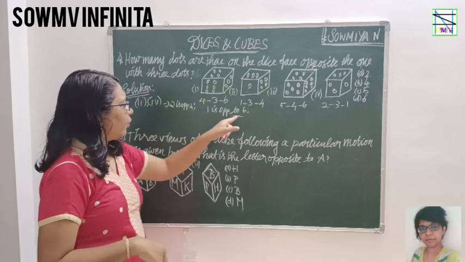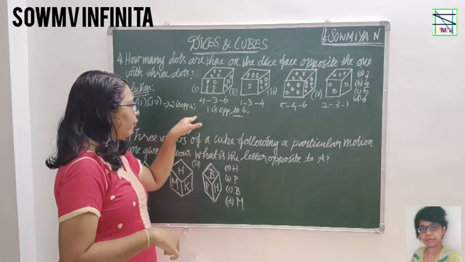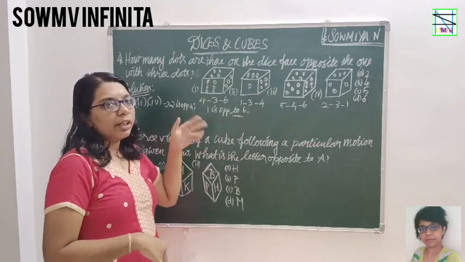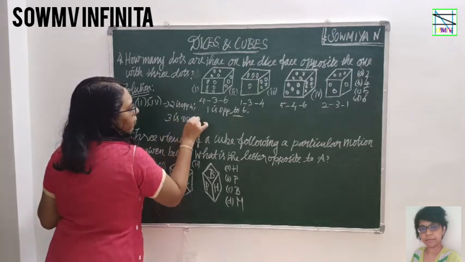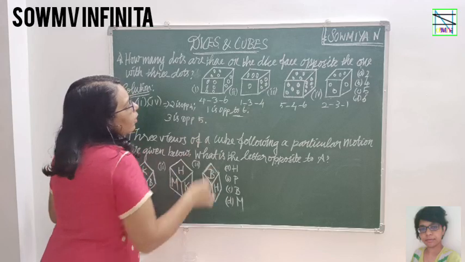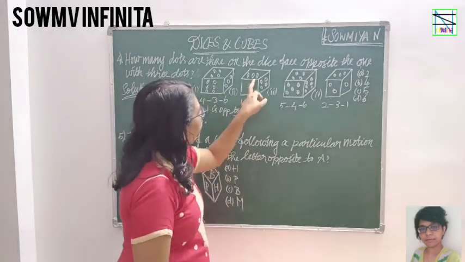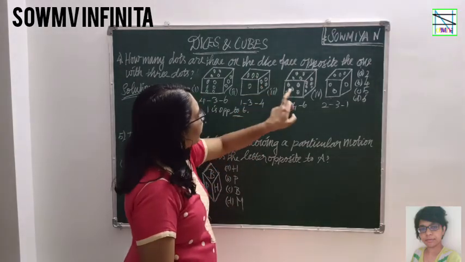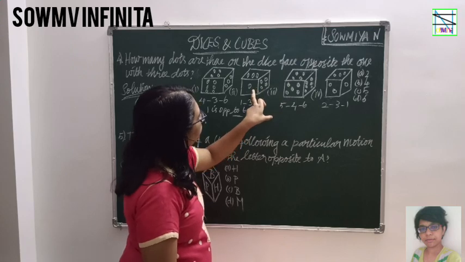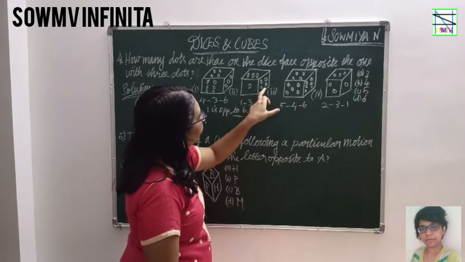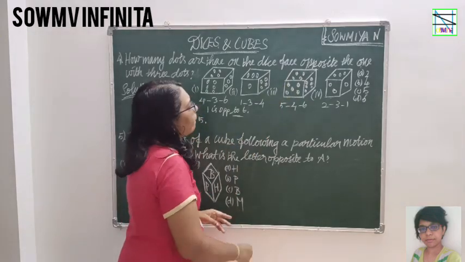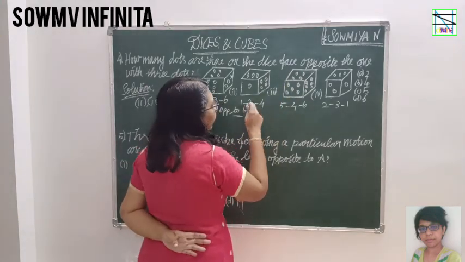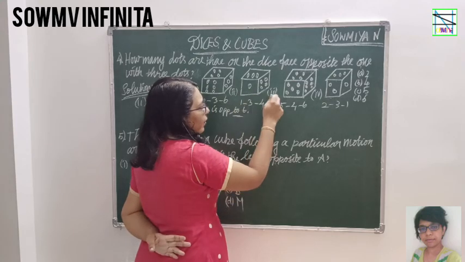So 1 is opposite to 6 and 2 is opposite to 4, which means 3 is opposite to 5. We can check. Here is a 3 and here is 1, 4. So 4 is placed on both of the dice. Then we can solve by using the first and second dice.